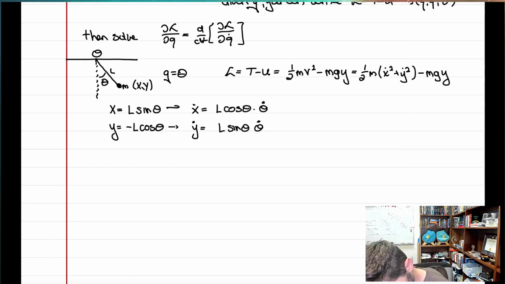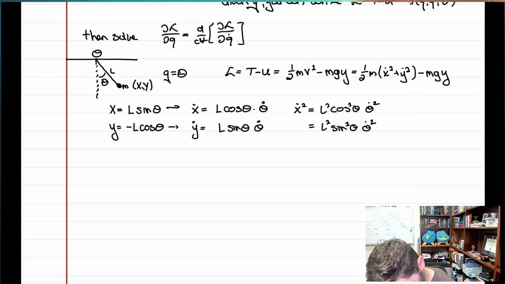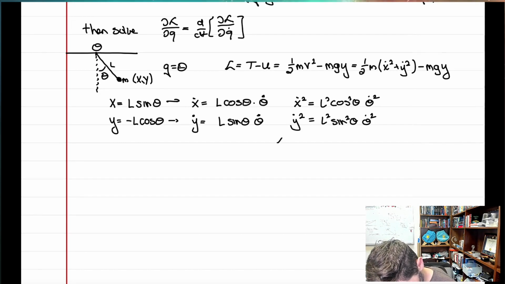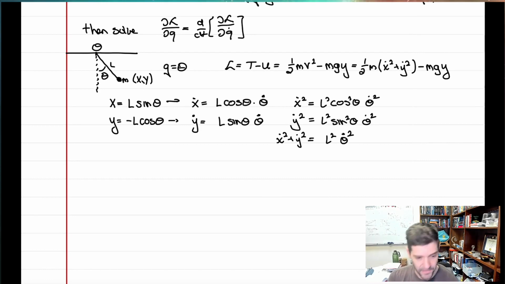X dot squared looks like it's then going to be L squared cosine squared theta, theta dot squared. Similarly for y dot squared. And then notice when you add them together, you end up getting cosine squared plus sine squared, which is 1. So then x dot squared plus y dot squared is going to be L squared theta dot squared.